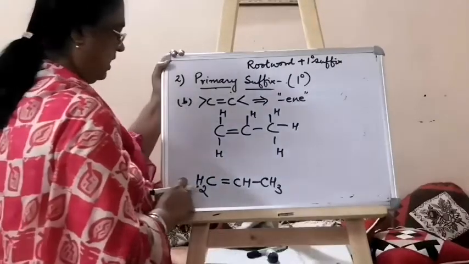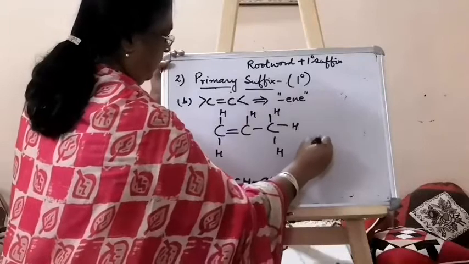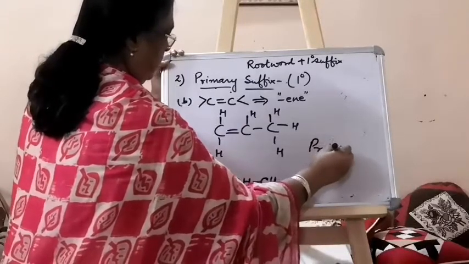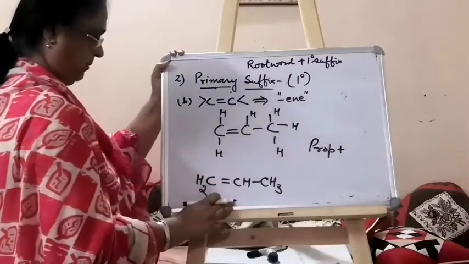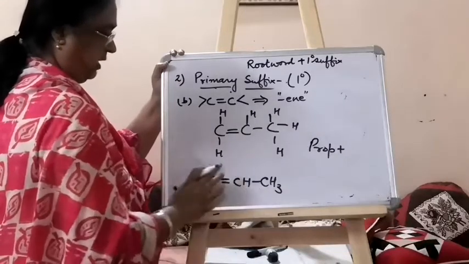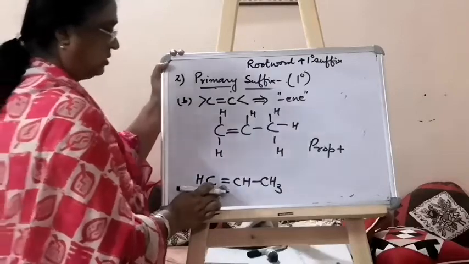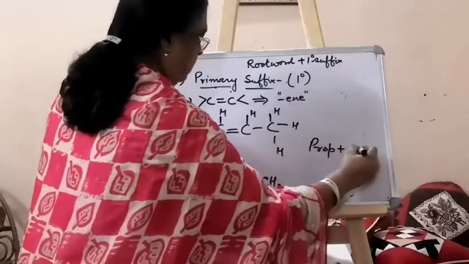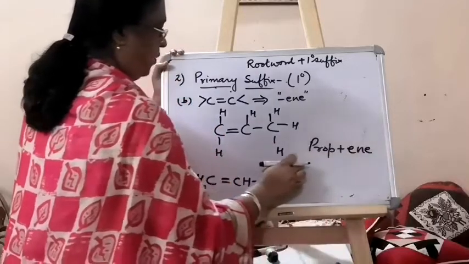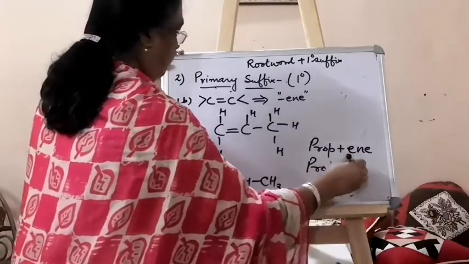And so if you see here, how many carbons do we have? 3 carbons. So the root word will be prop. To this you will add the primary suffix. We have double as well as single bond. So we will ignore the single bond, we will only consider the double bond, and so we will have here ene. So this is propene. If you join it together, it will be propene.